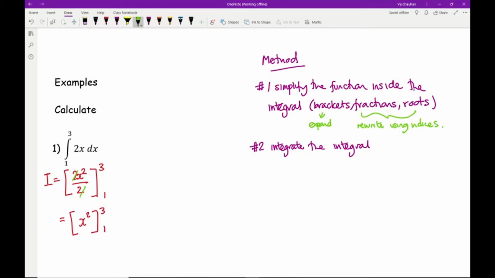And again, just a little note: write I equals and then use square brackets and don't forget the limits.